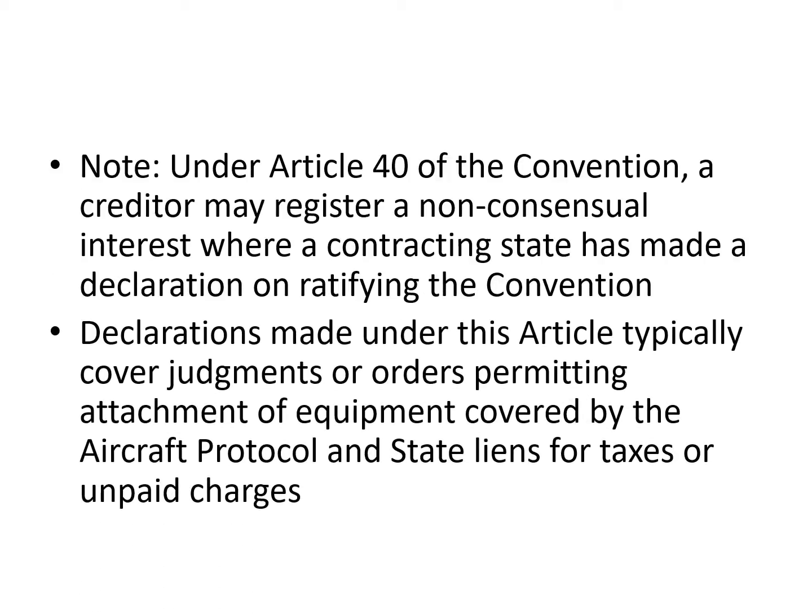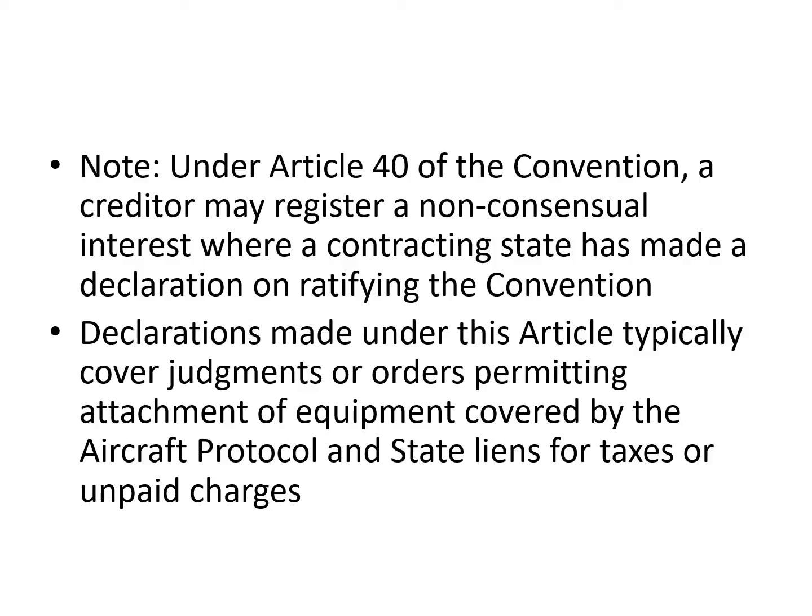Under Article 40 of the Convention, a creditor may register a non-consensual interest where a contracting state has made a declaration when they ratified the Convention. In other words, when the state is ratifying it, they have a chance to elect to either accept the concept of a non-consensual interest or not. And so they will opt in or out. If they opt out, then non-consensual interests are of no force in that state. If they opt in, however, which they may do, it will have an impact.